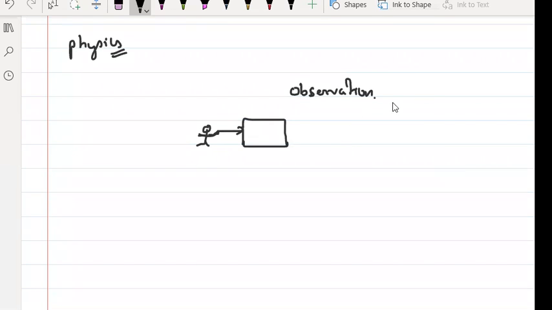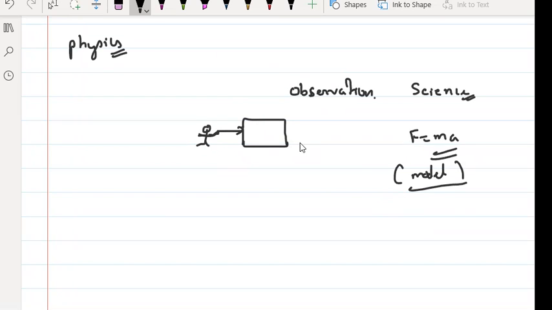Now, being a science student, you modeled this observation. You make an equation out of this. The equation is F equals ma. So this is your model, the physical model or scientific model of this observation. Yes or no? Tell me yes or no.